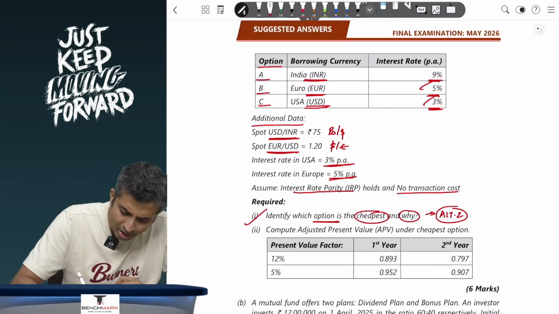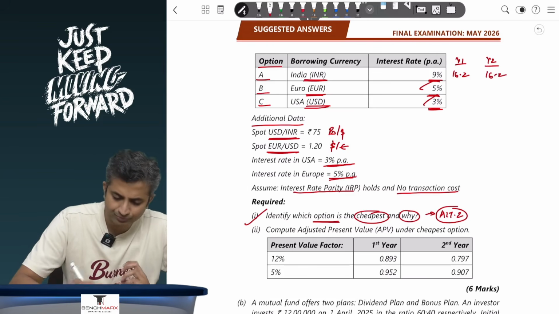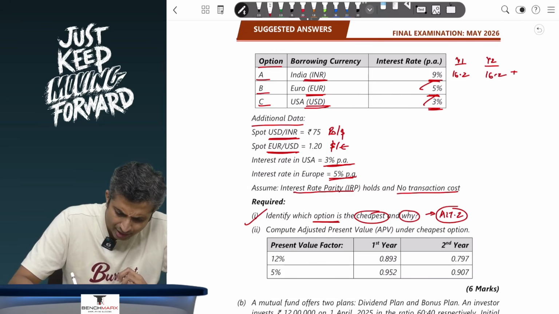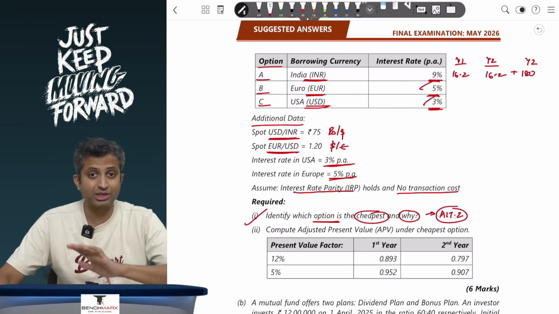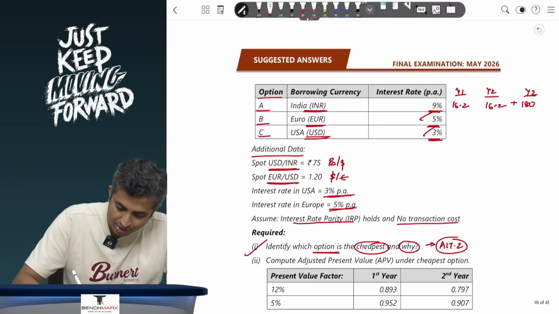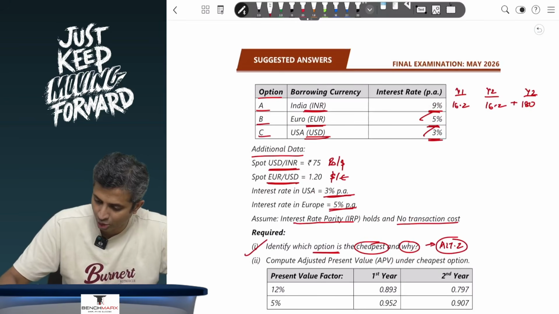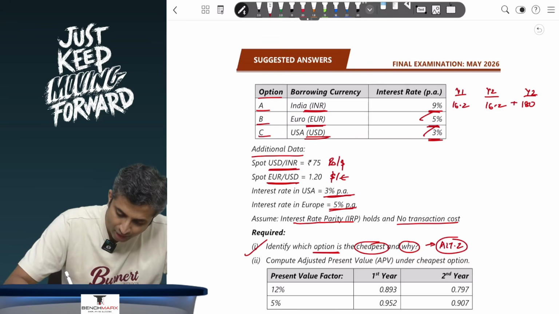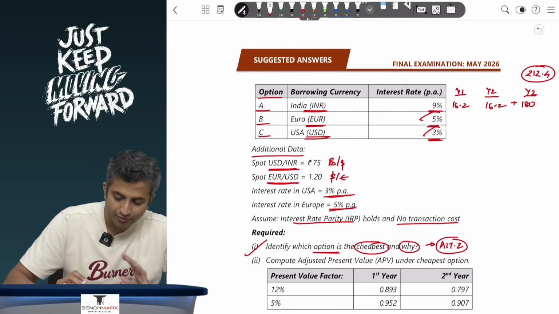So if I look at INR, in year 1, you are paying 16.2. In year 2, you are paying 16.2. And at year 2, you will also pay the rupees, I think, 180 million. So this will give you your total cost. They have ignored time value as well over here. Should that be considered? Well, in my opinion, probably yes, but they have not considered. So when I look at the Indian borrowing overall cost, when you repay, this is around 212.4 for the Indian borrowing.